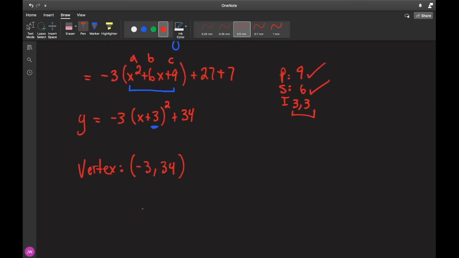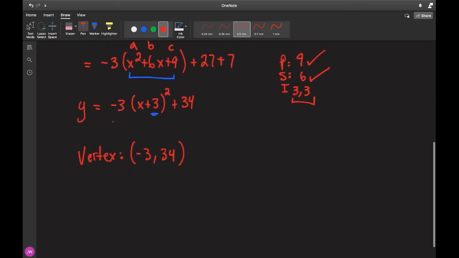Now, you can see that the a value here is less than 0, and this is important. Whenever the a value is less than 0, so it's a negative number, that means that this vertex is a maximum, because the quadratic opens down.